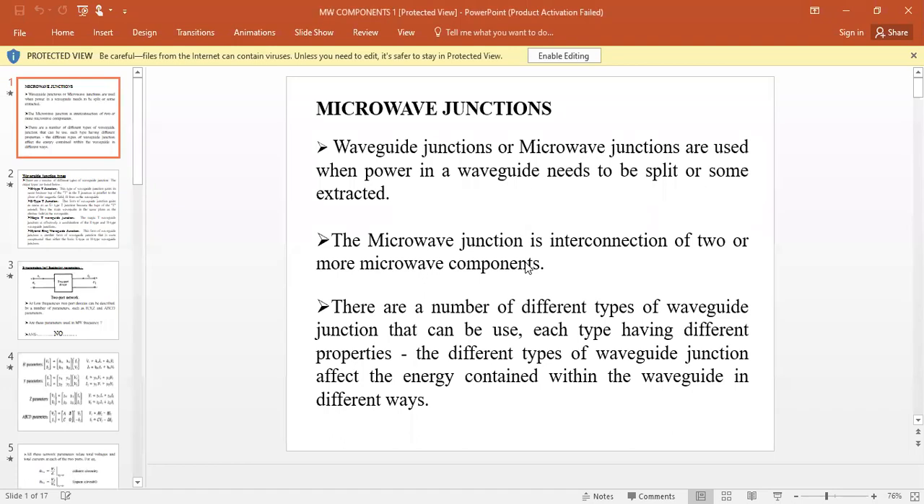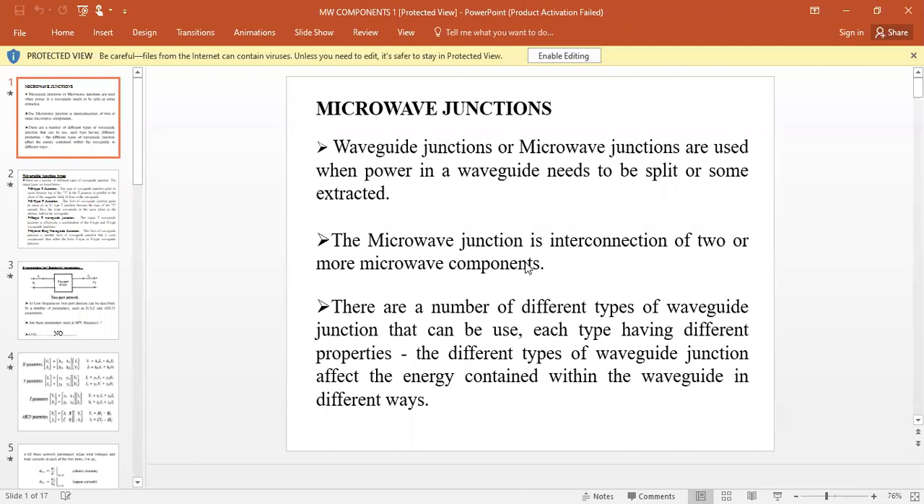Okay. Microwave junctions will be considered as a T junction, whatever the connection. Waveguide junctions and microwave junctions, both names are the same. When power in the waveguide needs to be split or extracted, within the waveguide the signal will be split into two, or extracted into a different path. That will be done by the waveguide junctions only.